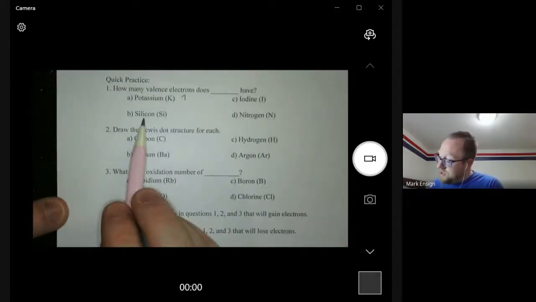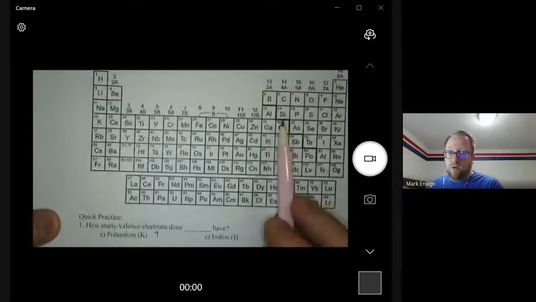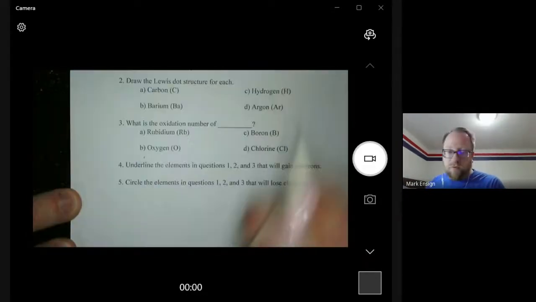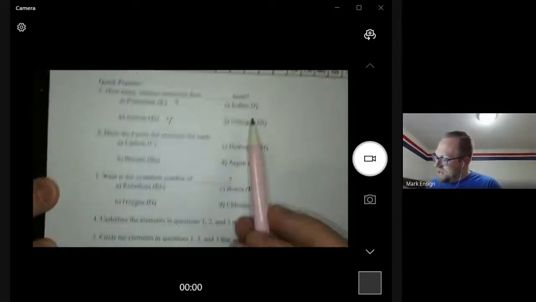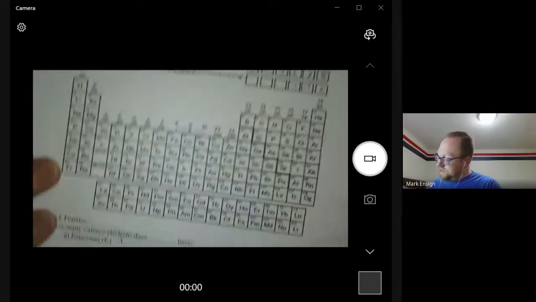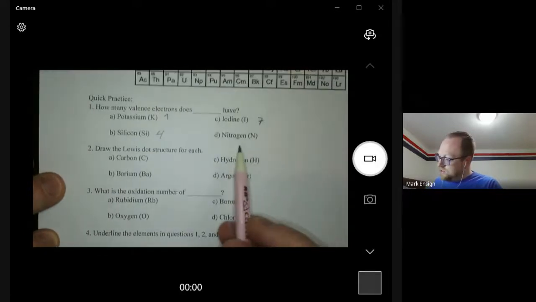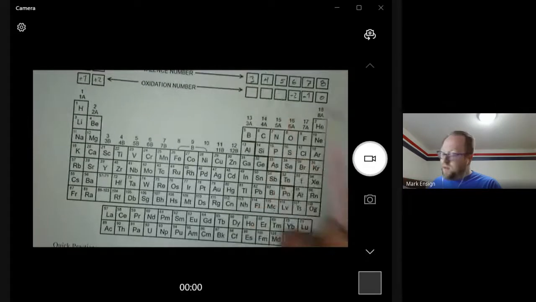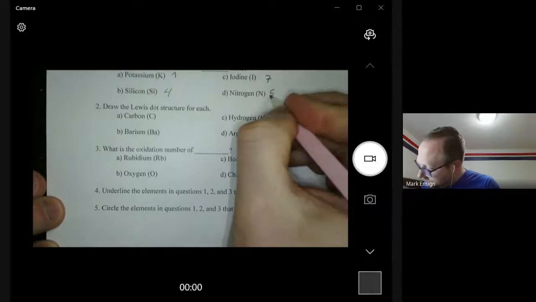Silicon here for B. Silicon is Si, which is over here in group 14. Group 14 is going to have 4 valence electrons. Iodine over here in group 17 is going to have 7 valence electrons. Nitrogen, being in group 15, is going to have 5 valence electrons. All right, so that's question 1.